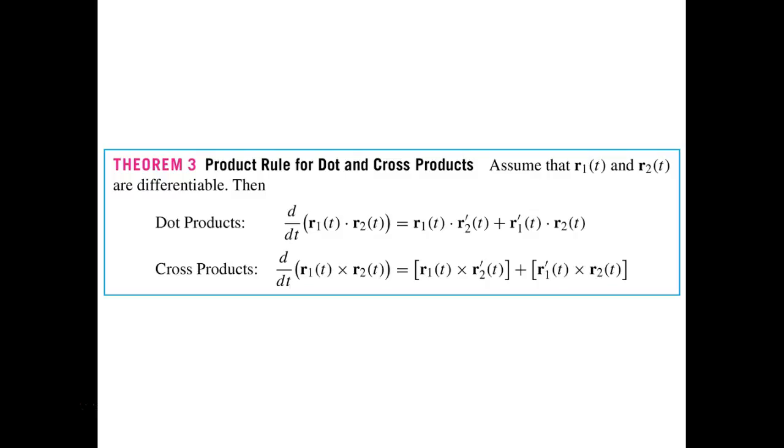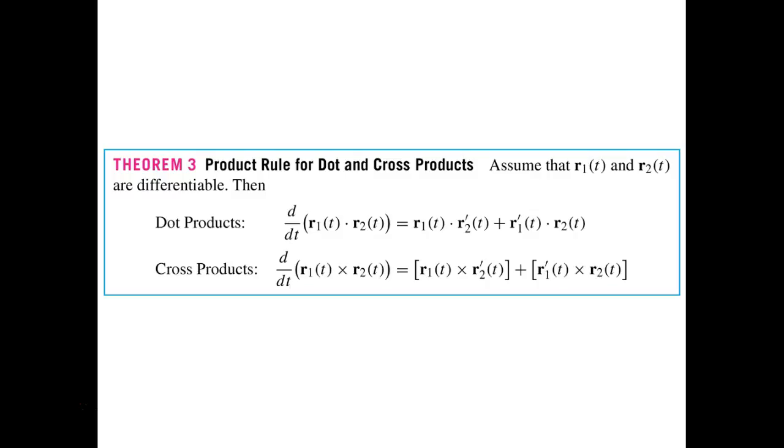So you can do it either way. You can do the first cross the derivative of the second, plus the derivative of the first cross the second. That one you can't, like I said up here, it doesn't matter which order you do; down here it does. So you might want to keep the order always the same, just so you don't mess up.